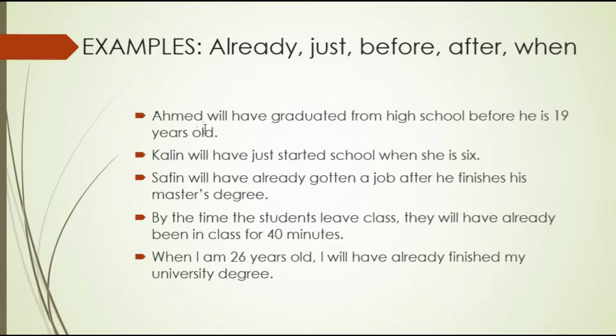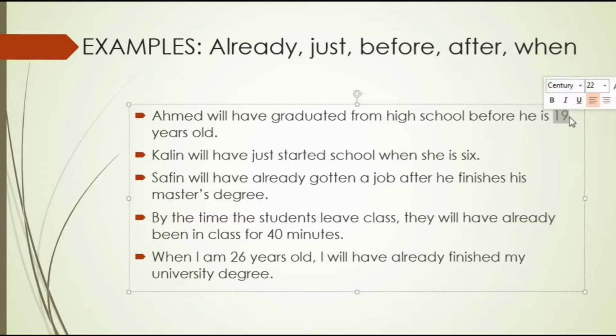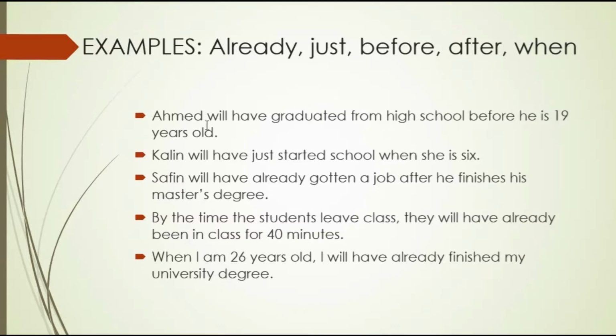So my first example: Ahmed will have graduated from high school before he is 19 years old. So Ahmed now is probably 16, in 11th grade or 12th grade, we don't know. But we know he is in school now, but he is not 19 yet. He's probably 17 or 16, below 19. This is in the future. We know that he will graduate. The graduation happens first. Then he will be 19. So probably he graduated at 18, we don't know.